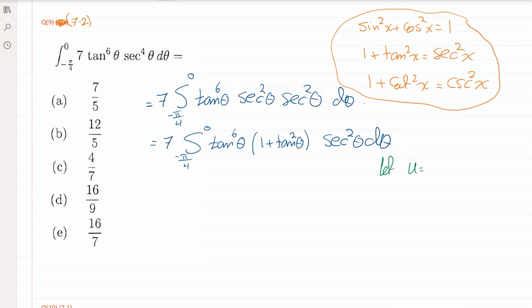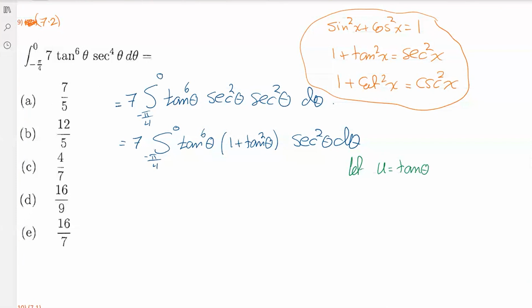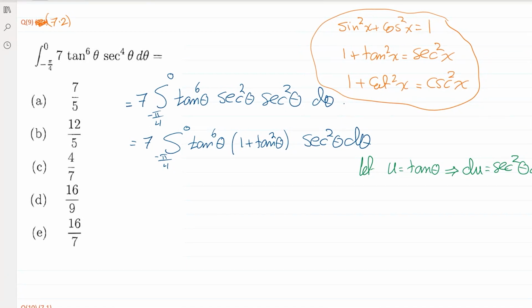Exactly. Let u equal tan theta. You know that the derivative of tan will be what? du equals secant square theta d theta. From here, all of this one becomes du. Good. So we have 7 integral of u power 6 times 1 plus u square, and secant square d theta is du.